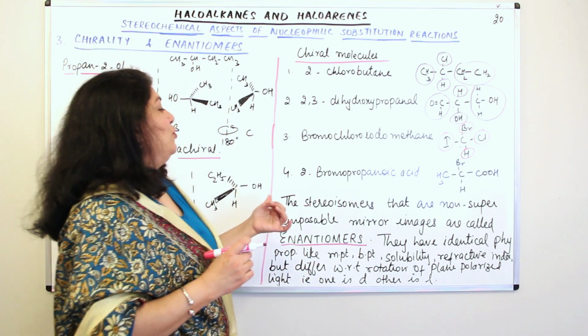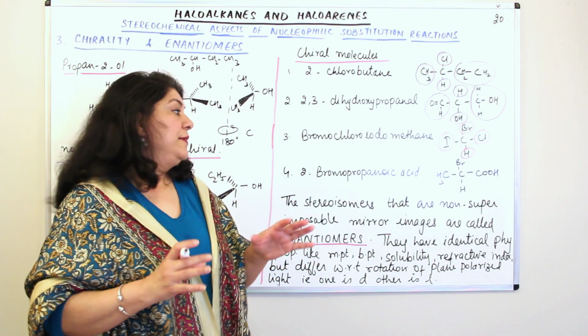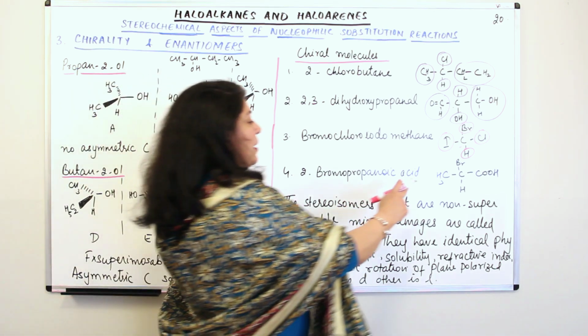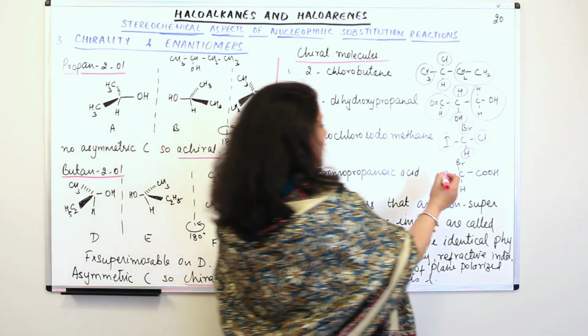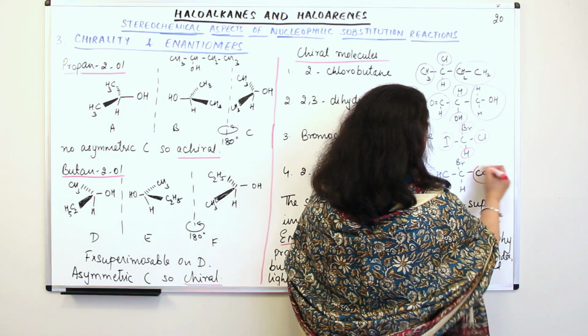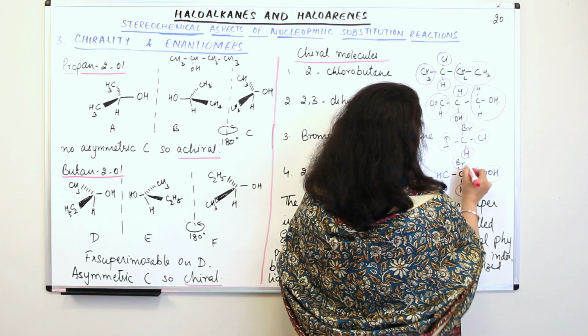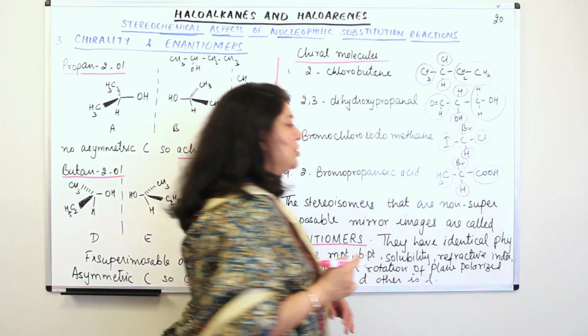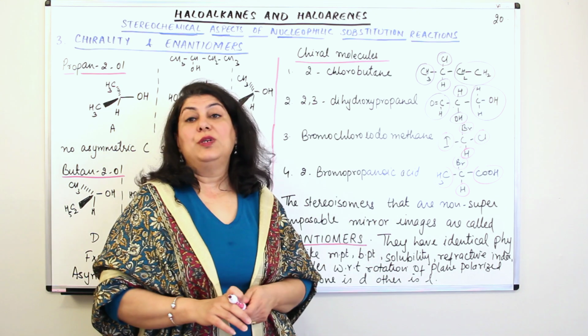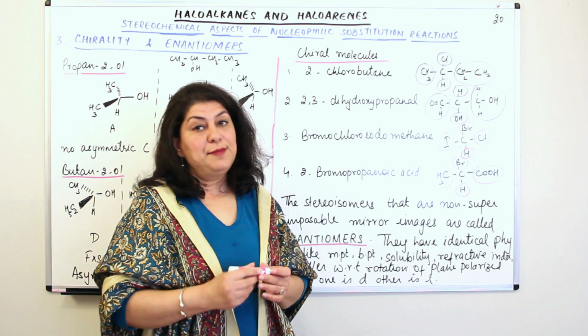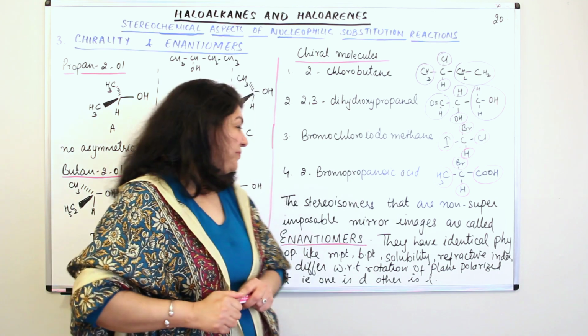The next is 2-bromopropanoic acid, another example of a chiral molecule. This carbon is chiral here, it is the chiral center. It is attached to a COOH group on one side, H on one side, Br on one side and CH3 on the fourth side. So on all four sides the species are different, therefore the molecule is asymmetrical. Since it is asymmetrical, it is chiral.